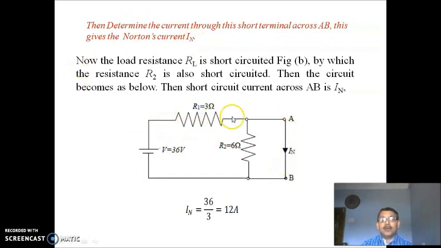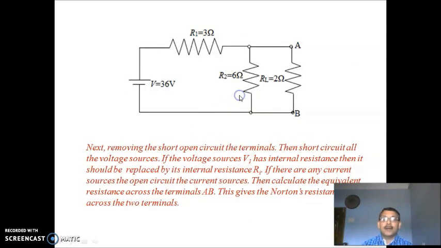Okay, this is the circuit, and here this is a short, that means there is no resistance in this line, but it has a resistance. Therefore, the whole current will flow through this short wire, and therefore the current from A to B will be 36. This is the total voltage, total resistance 3 plus 0, which is only 3. Therefore, the current from A to B will be 12 ampere, which is the Norton's current.